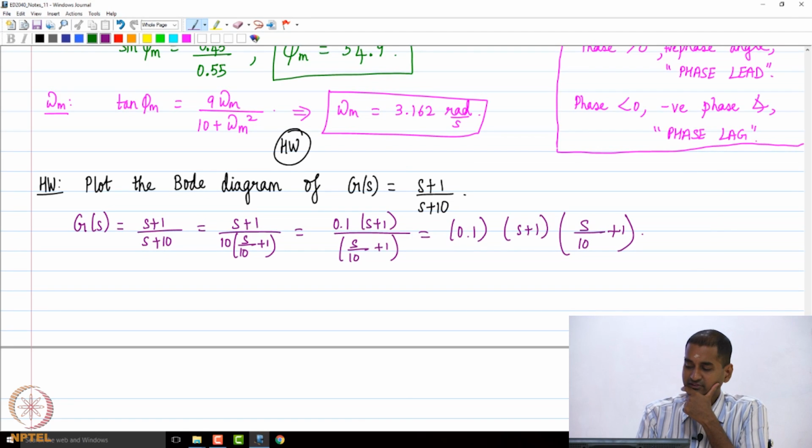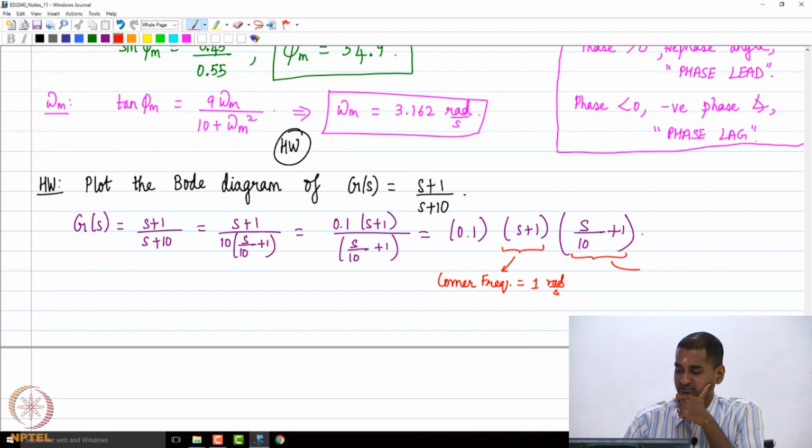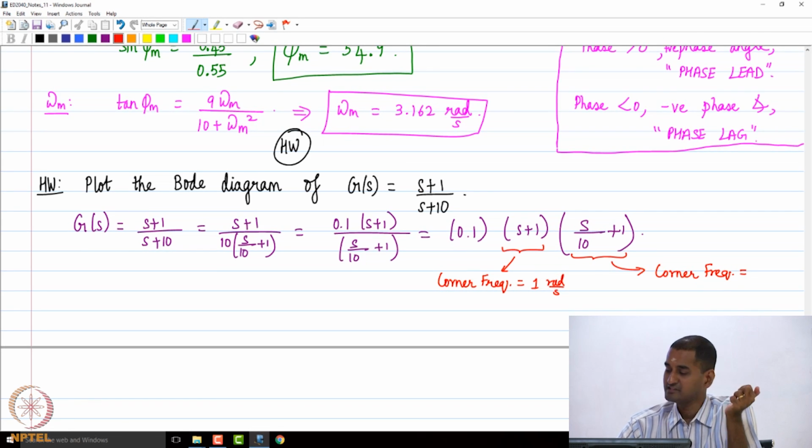So, what are the corner frequencies of these factors? If you consider s plus 1, what is the corner frequency? 1, right. And what about the corner frequency of s by 10 plus 1? 0.1 or 10? 10, right, because it is Ts plus 1, and corner frequency is 1 by T, okay. Capital T is the coefficient of s. So, here it is 1 by 10, then you take the reciprocal. So, the corner frequency is going to be 10.